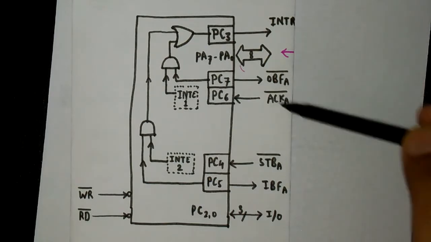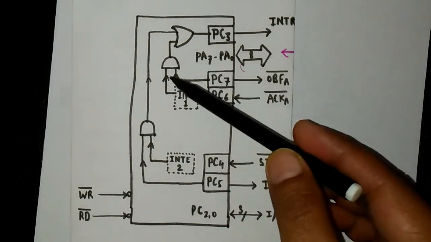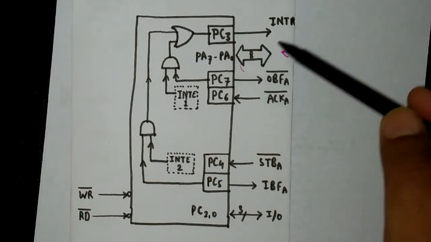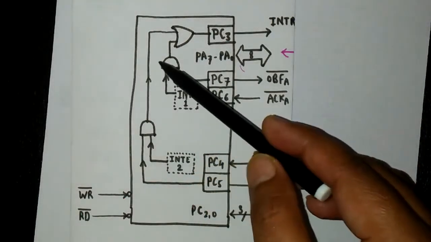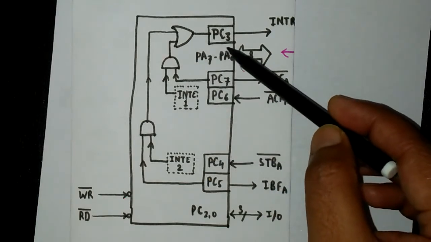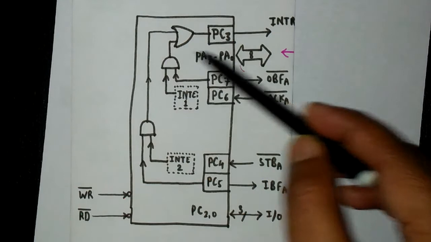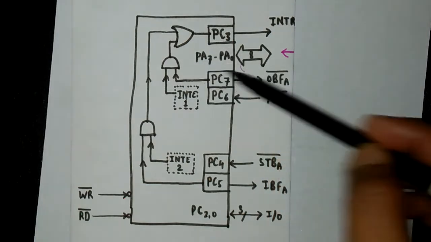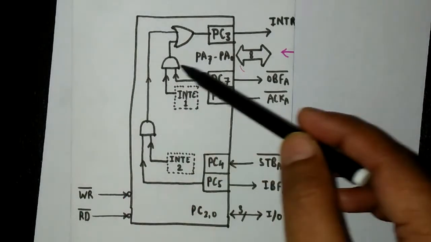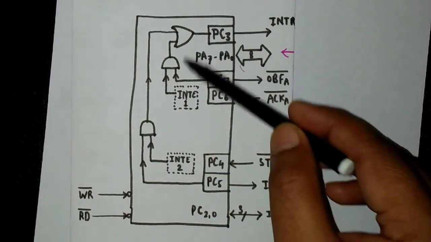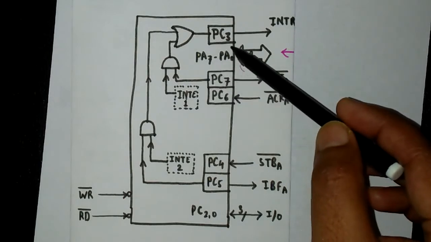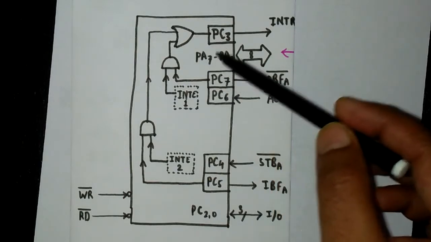What is the role of these pins here? When the microprocessor wants to send some data to the peripheral device, first the microprocessor will send data to the 8255, and after getting the data from the microprocessor, that data will be stored in the output latch. As we know that the inputs and outputs are latched in the 8255, that output data will be stored in the output latch of the 8255.